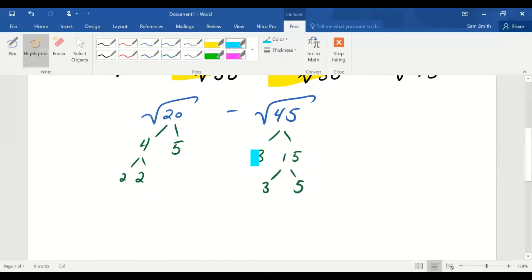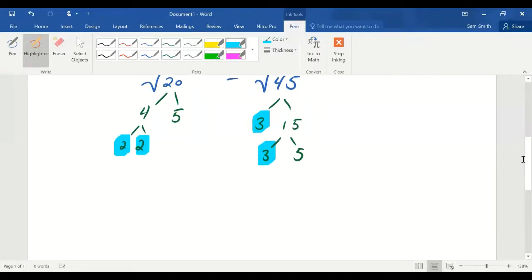Now this pair of 3's, this pair of 2's, on the inside of the root can be transformed into a single 2 and a single 3 on the outside of the root. Pair of 2's inside, single 2 outside of the root.